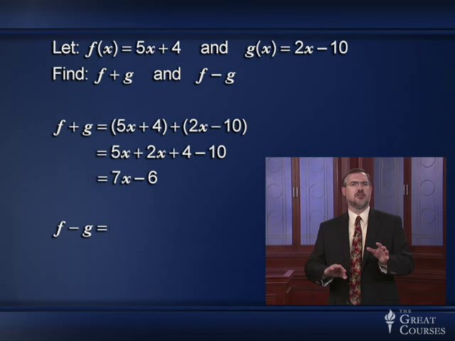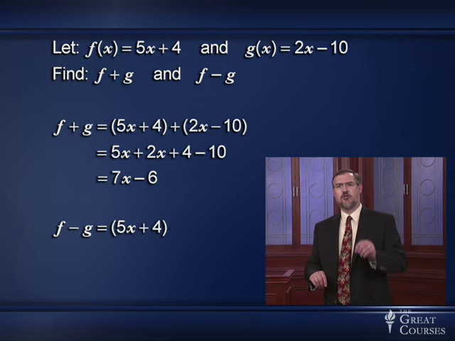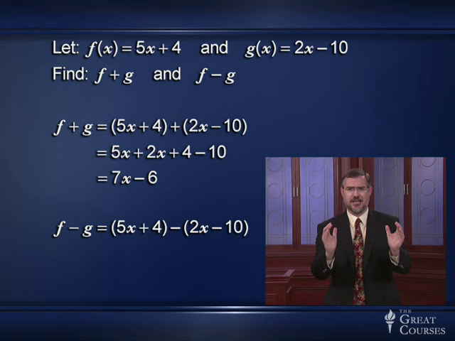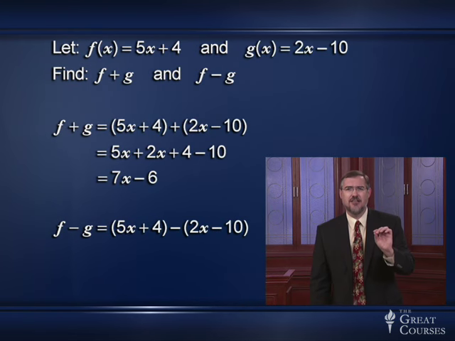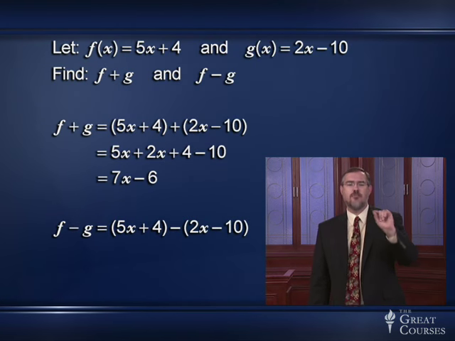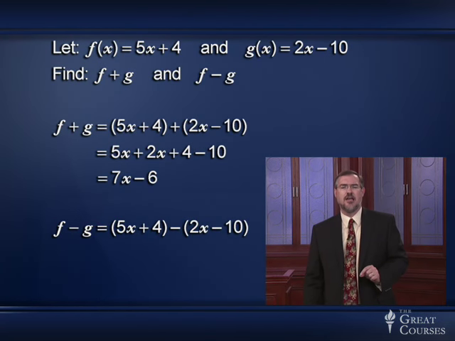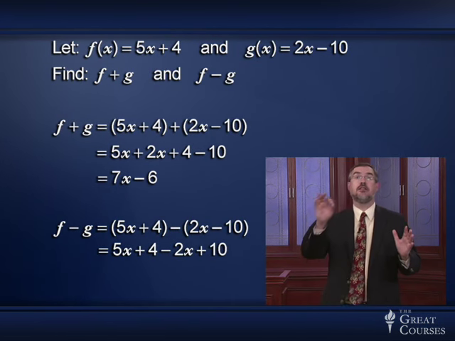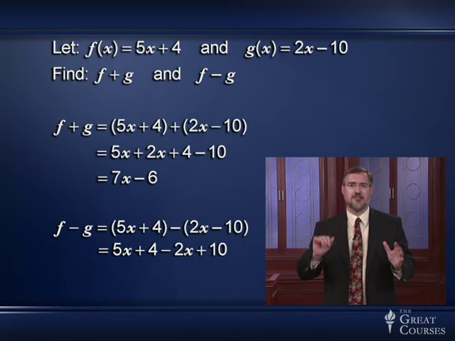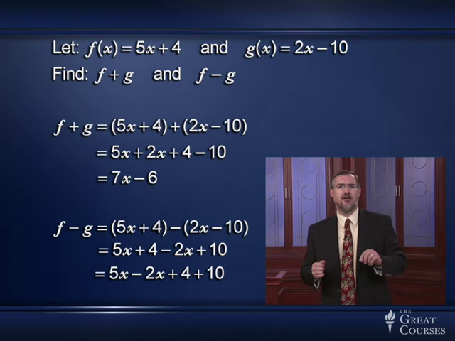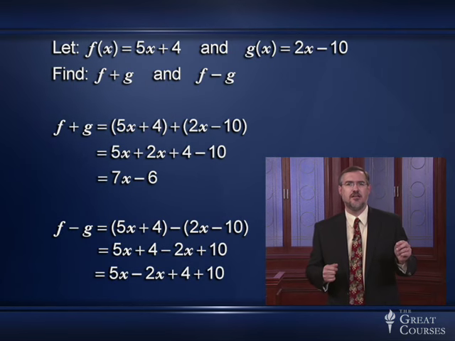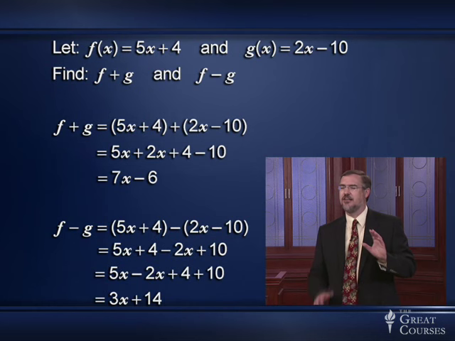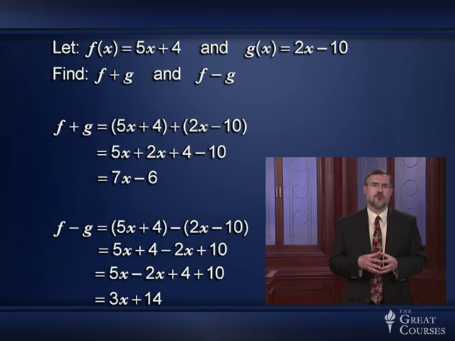What about f minus g? Well, now you got to be a little more careful. It's going to be 5x plus 4 minus the quantity 2x minus 10. And now that minus sign that's sort of in the middle needs to be distributed into that second set of parentheses. And you'll have 5x plus 4 minus 2x plus 10, because minus times minus gives you a plus, and that's the same as 5x minus 2x plus 4 plus 10, which is 3x plus 14. Don't lose that minus sign. It's got to be distributed as you go through.